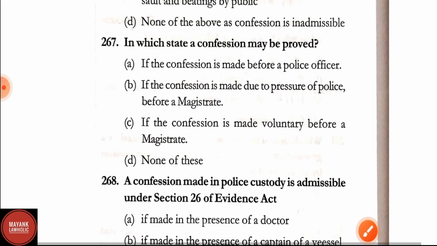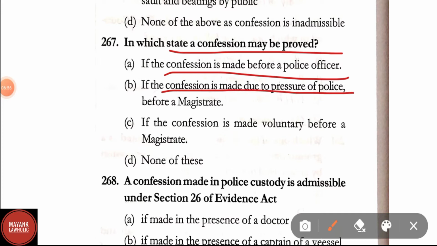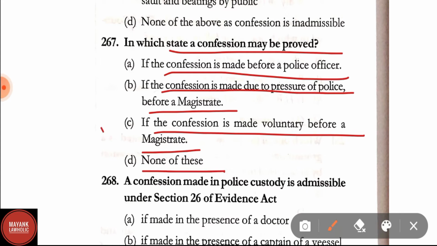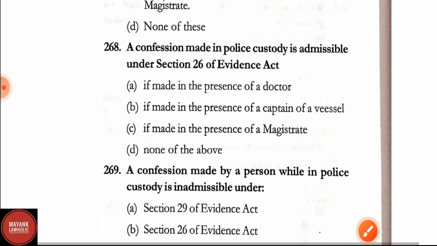Question number 267. In which state a confession may be proved? Option A. If the confession is made before a police officer. B. If the confession is made due to pressure of police before a magistrate. C. If the confession is made voluntarily before a magistrate. And option D. None of these. Here correct answer is option C. If a confession is made voluntarily before a magistrate.